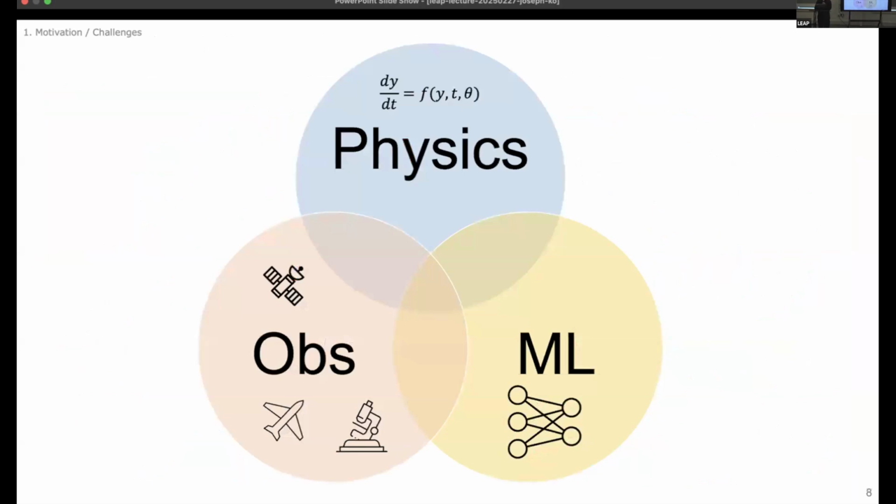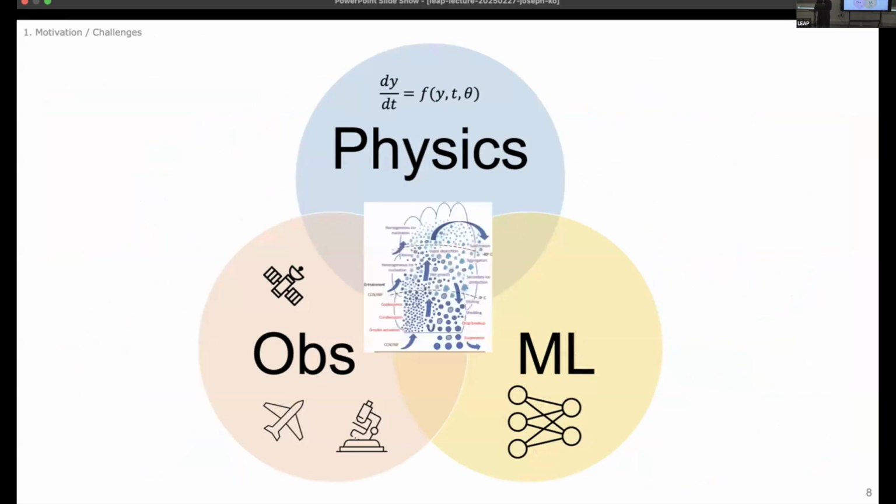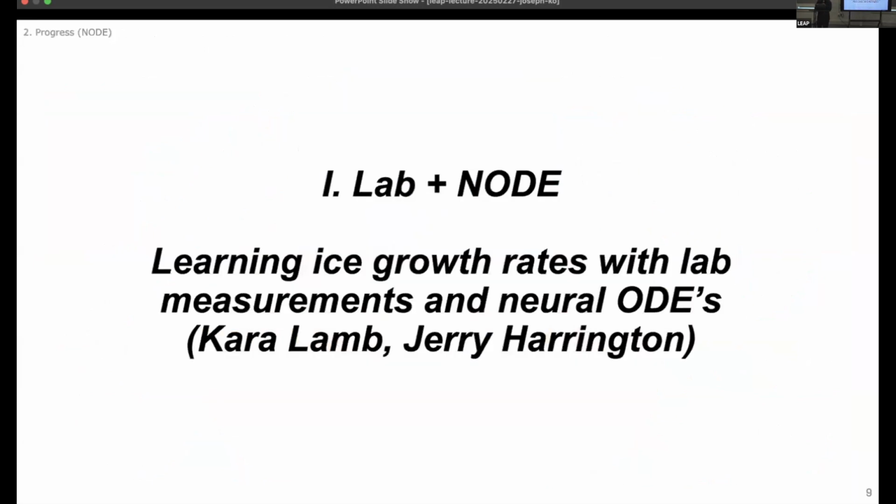So this comes as no surprise to anyone here, but here at LEAP and also for ice microphysics, this is what we're trying to do: incorporate the various facets of what we know from physics, from observations, and also machine learning to improve these representations of these ice processes. And I think this first example is just a great representation of the synergy between those three facets.